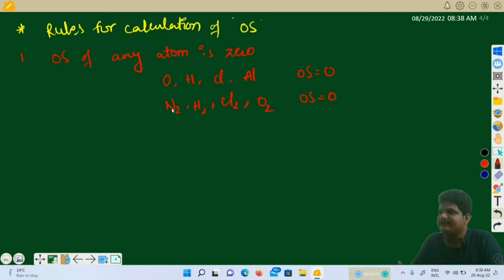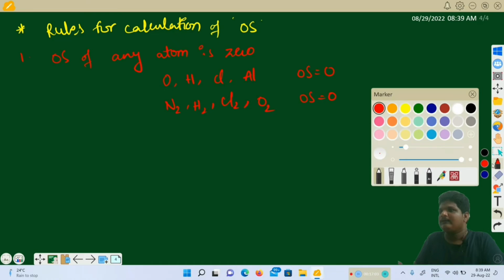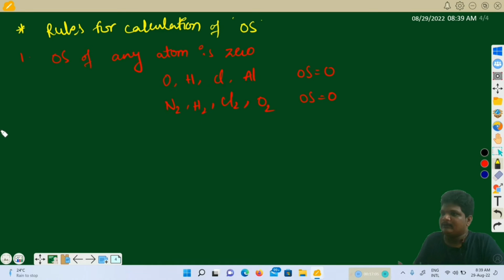So these free atoms, that is oxygen, hydrogen, chlorine, aluminium, will have oxidation state 0, and these homonuclear diatomic molecules also have oxidation state 0, because there is no electronegativity difference between these atoms. Okay, now let us see rule number 2.